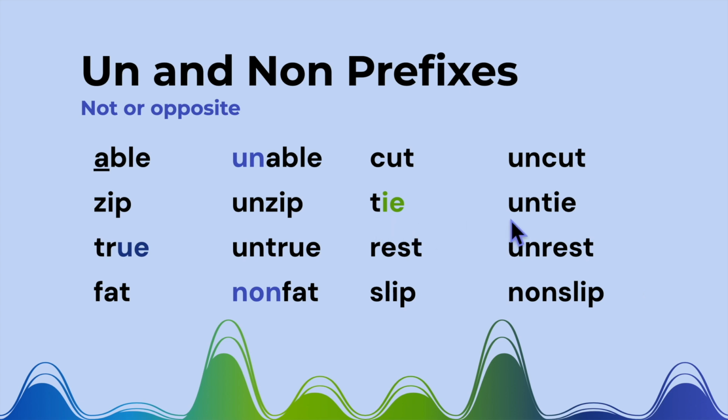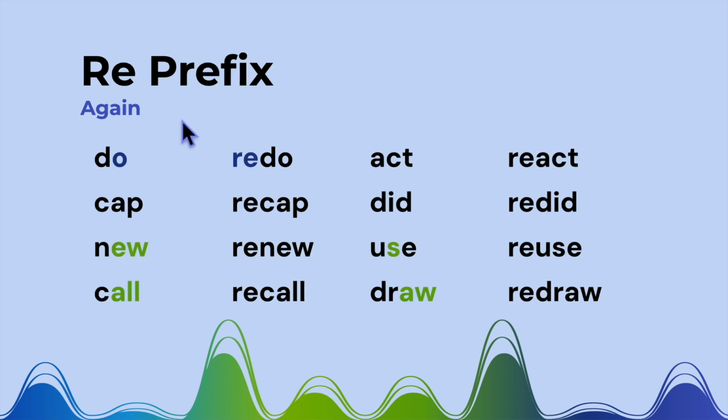So we have tie, untie. UE says oo or you. True, untrue, which means not true. Rest, unrest. Fat, non-fat. So non-fat means it doesn't have fat. Slip, non-slip. The prefix re means again.